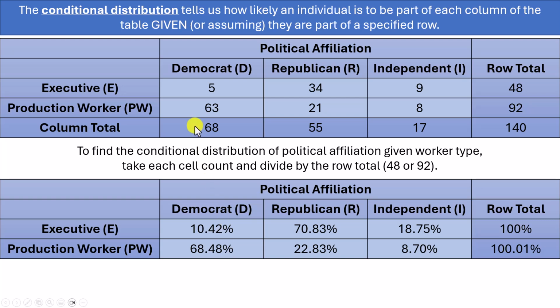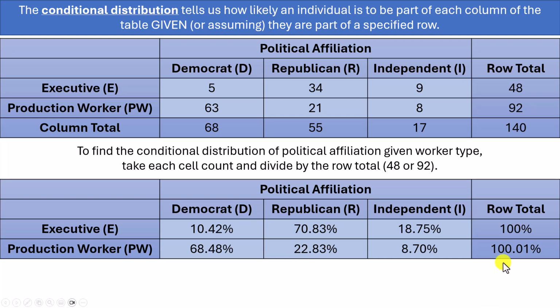Well, remember that we have the conditional distribution of political affiliation given worker type. So given worker type means we're really only considering one worker type at a time. So for the row of executives, we're only considering the executives. Out of just the executives, what percentage are Democrat? Well, 10.42%. Or out of just the production workers, what percentage are Republican? Well, that would be 22.83%.